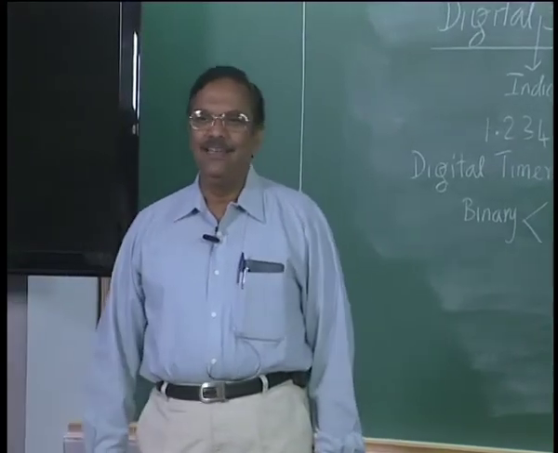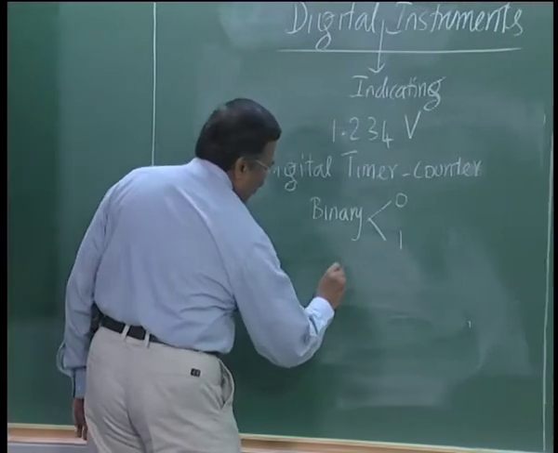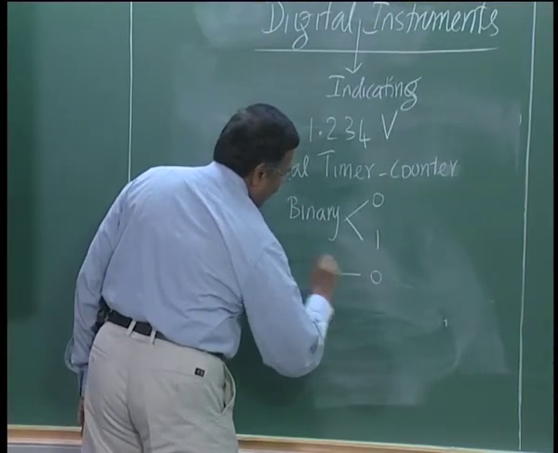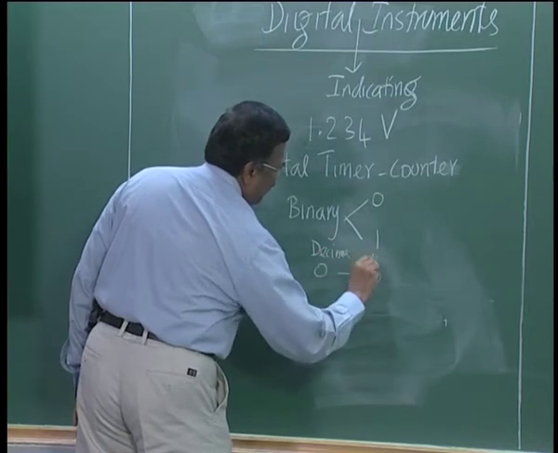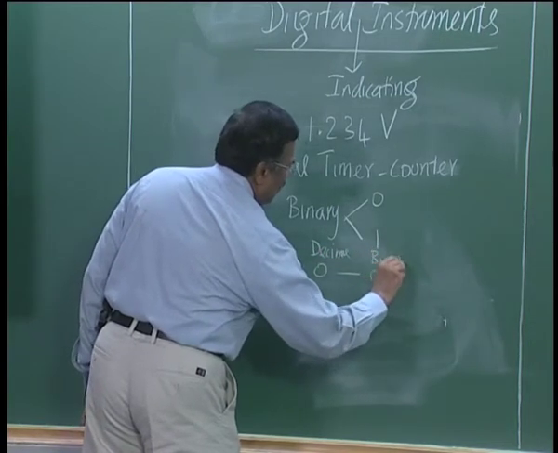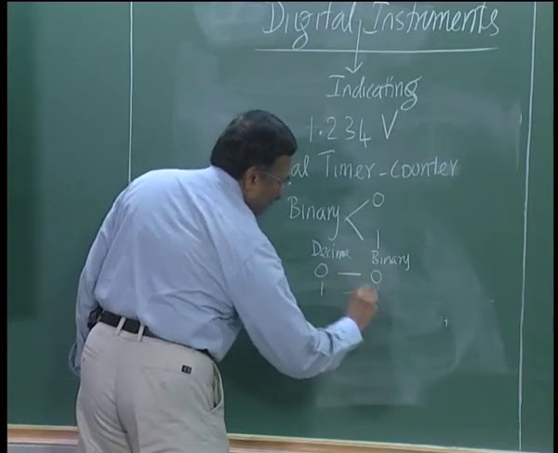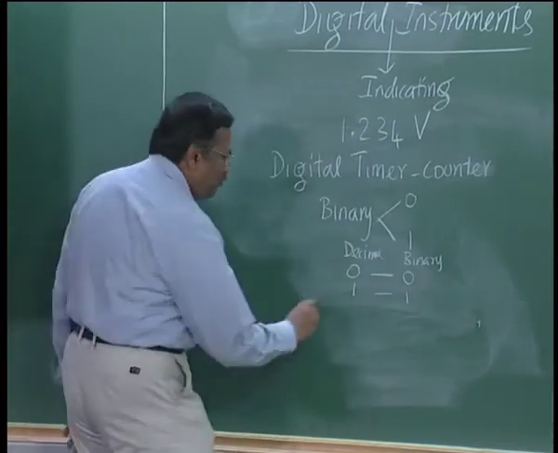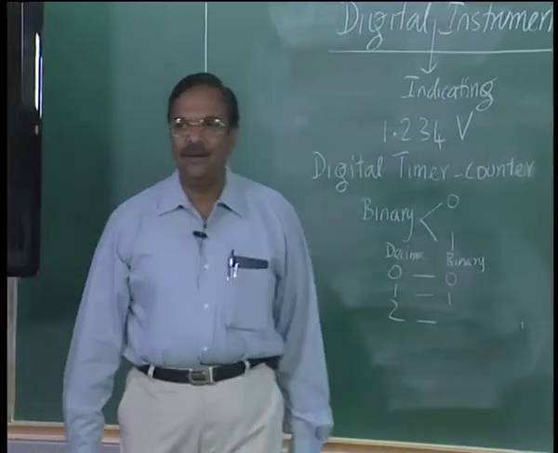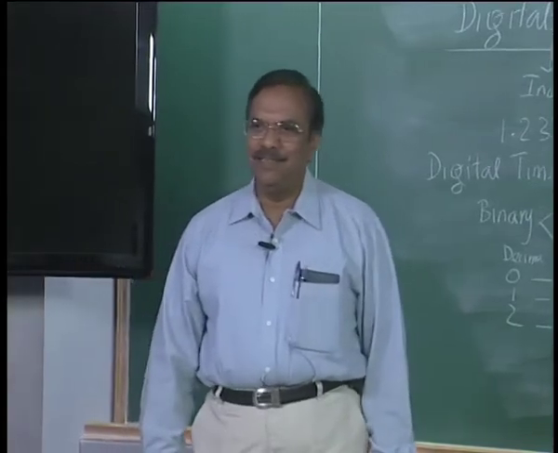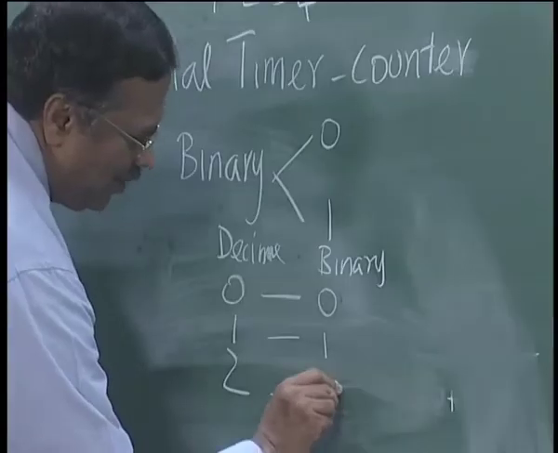The problem is the binary system is nice for instruments, but it is not very nice for us. In the binary system, for 0 of course we have 0, so this is decimal, this is binary, and I have 1, I also have 1, nice. Now I have 2. Because I have used up all the available symbols in the binary system, I will have to add one more place, so I have 1 0.